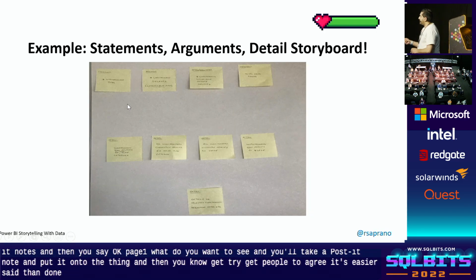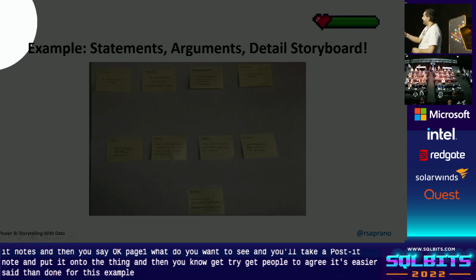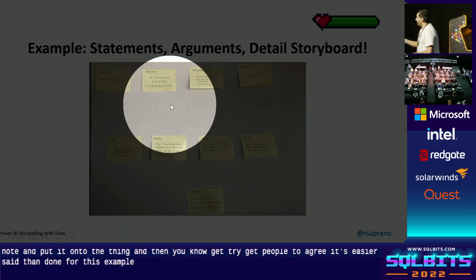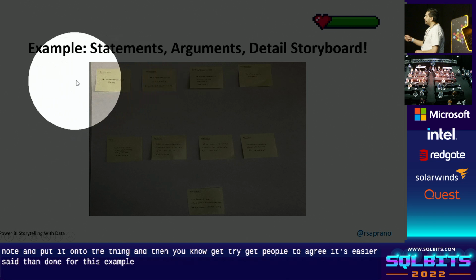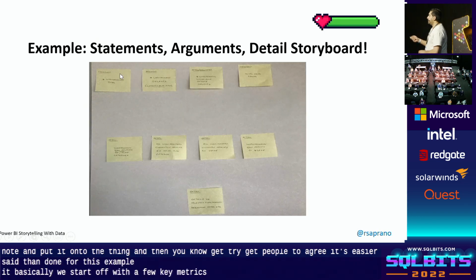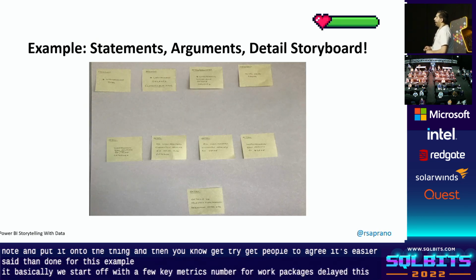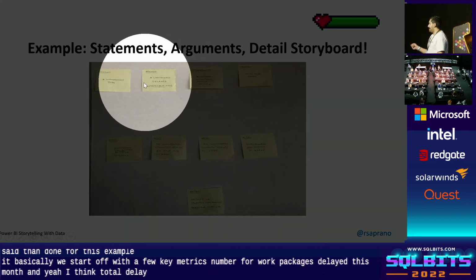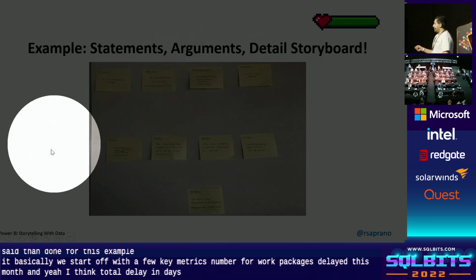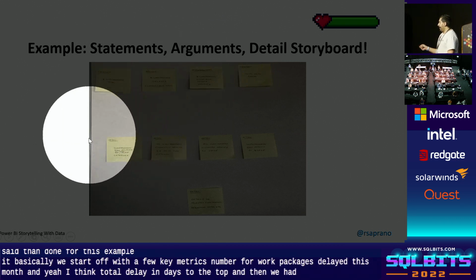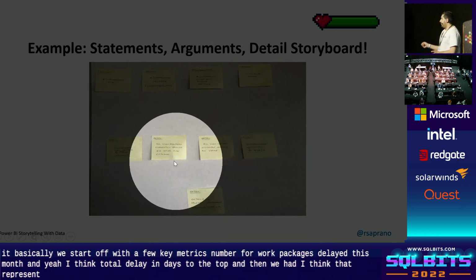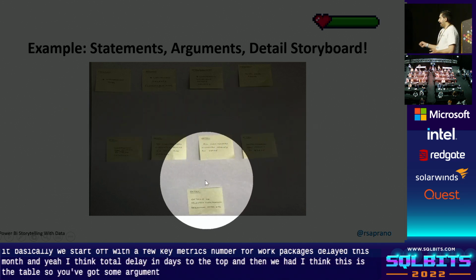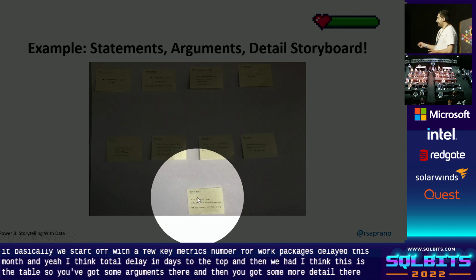For this procurement example, so let's have a look. I can't even read this actually, sorry. But basically, we start off with a few key metrics. Number of work packages delayed this month. I think total delay in days. Some key metrics at the top. And then I ended up representing this as a table. So you've got some arguments there, and then you've got some more detail there. So this is your detail one there.